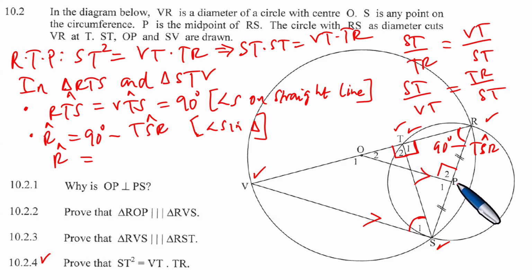OP is actually perpendicular to PS, so this angle is 90 degrees there. And you already know that this one is the diameter, so it obtains an angle of 90 degrees there. So this is 90 and that is 90, and these are parallel to each other. And moreover, we're able to see that angle R is 90 degrees minus TSR.